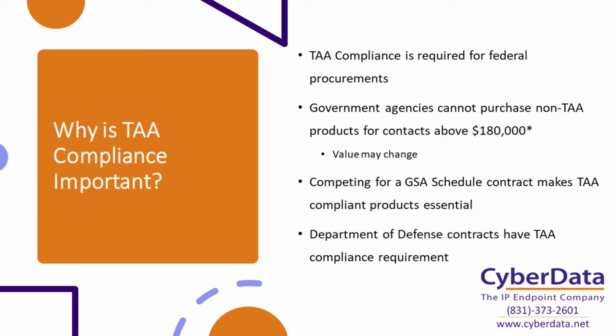You don't want to spec in any non-TAA compliant products because that immediately cancels out your potential bid on that contract, just because it's non-TAA compliant equipment. So when you're trying to make a contract for one of these different GSA schedules, basically how governments purchase things, having a product or product line that is TAA compliant is absolutely essential. That way you can actually get the bid.